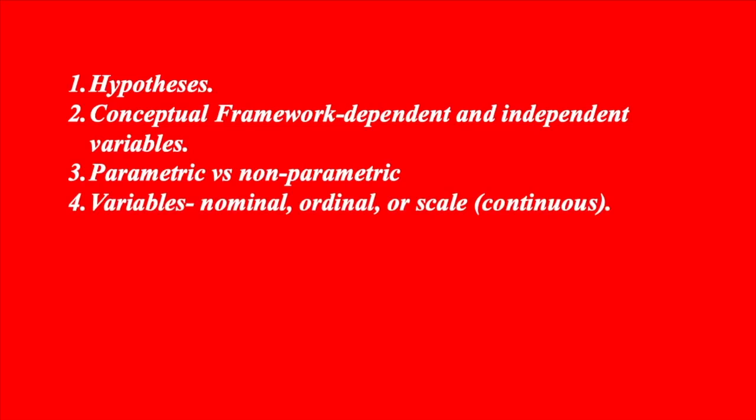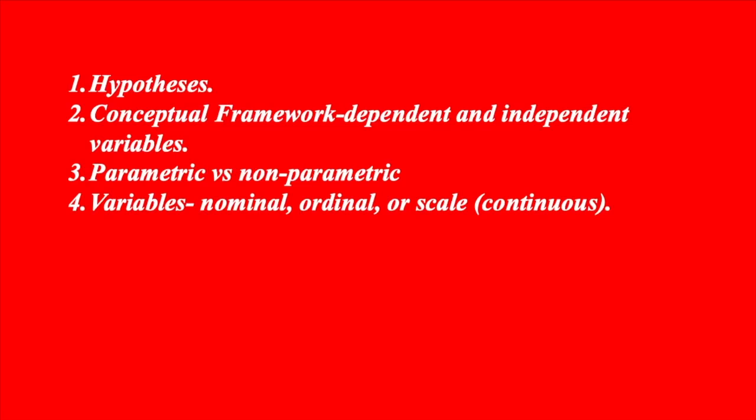Then the fourth important factor is the variables. What kind of variable do you have in your study? Are they nominal? Are they ordinal? Or are they scale or continuous? Now, SPSS and PSPP, they recognize only these three types of variables. There's so many other categories as well, but these are the three main categories it recognizes.